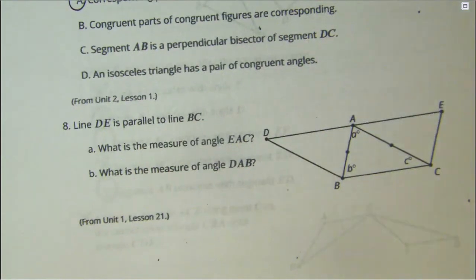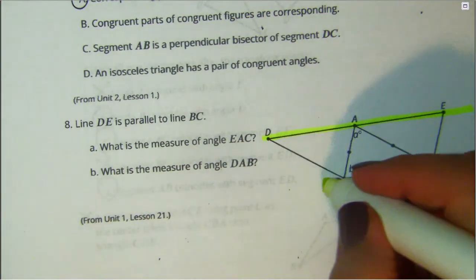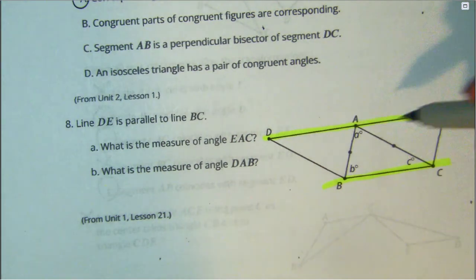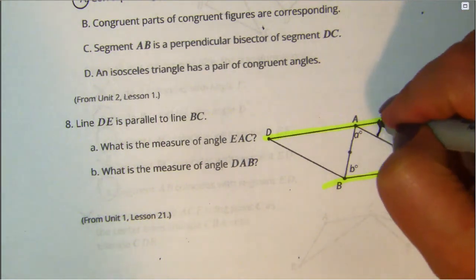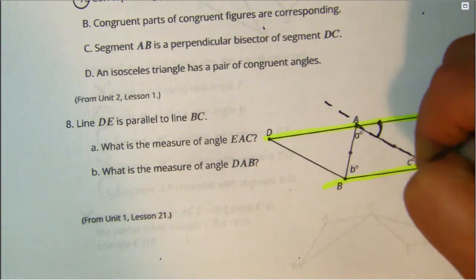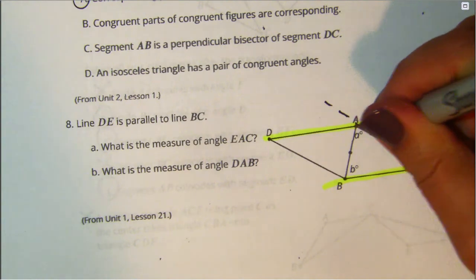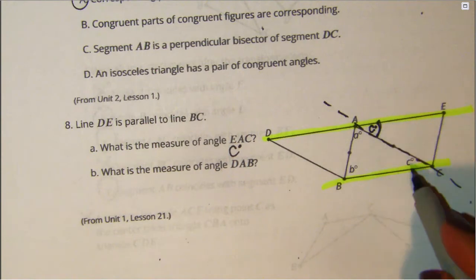Number 8. Line DE, use a highlighter, is parallel to line BC. What is the measure of angle EAC? EAC. What is this one right here? Well, it might be hard to see it because it's a triangle, but if I extend this, this is a transversal. And these two are alternate interior. So if this is C, this is also going to be C degrees. I don't know what it is, but I do know it's going to be the same as that.